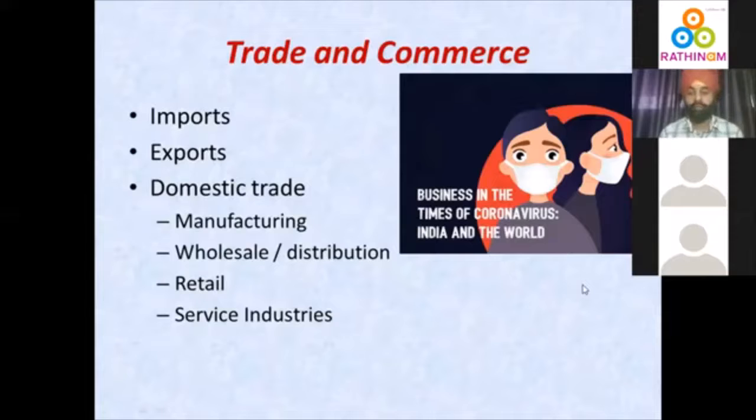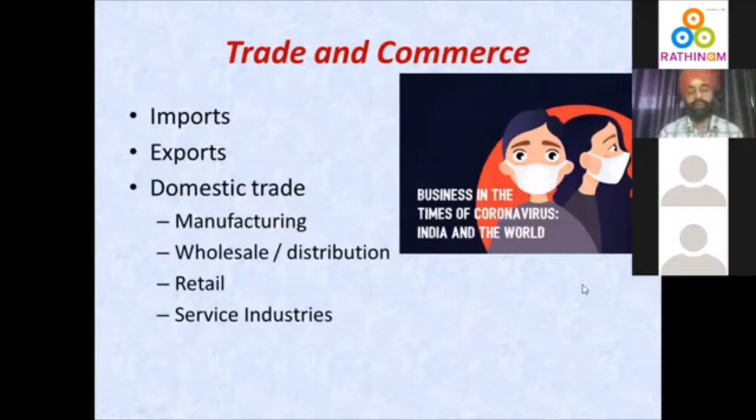Now, trade and commerce. I'm going to be briefing on the basics of trade and commerce, how it is affected, which sector is affected, and how we can enlighten ourselves for a better understanding. Looking at trade and commerce, we find that it is divided into broad sectors: imports, exports, and domestic trade. Domestic trade is further divided into manufacturing, wholesale, distribution, retail, and service industries. And this is all interconnected and interdependent.